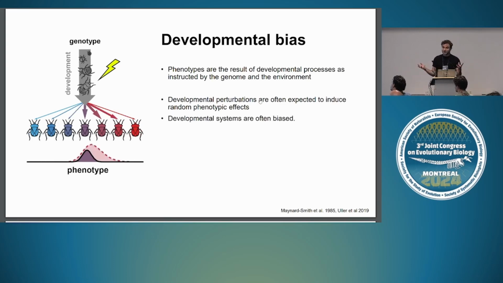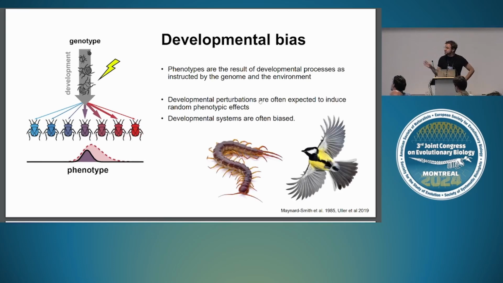But as we have heard today, that's of course not true, and in very few systems is that actually the case. Usually developmental systems are biased towards producing some phenotypes much more often than others, and that's what we call developmental bias. This has been shown in many systems, most famously maybe segment number variation in centipedes, but also birdwing evolution and many other systems.